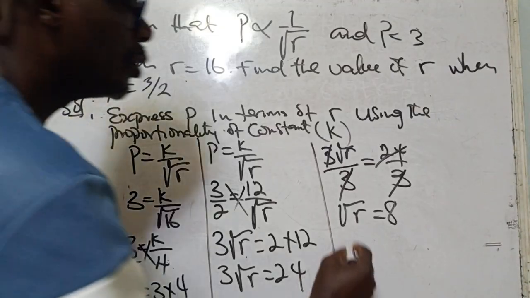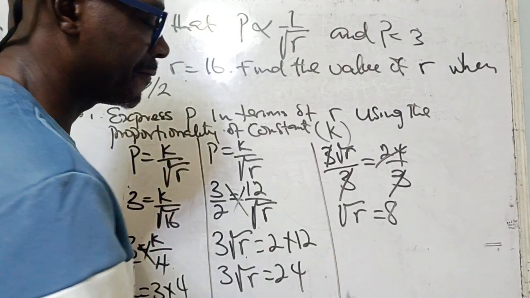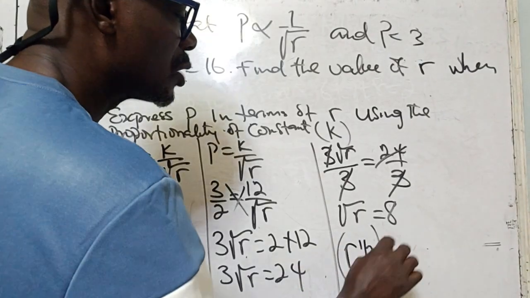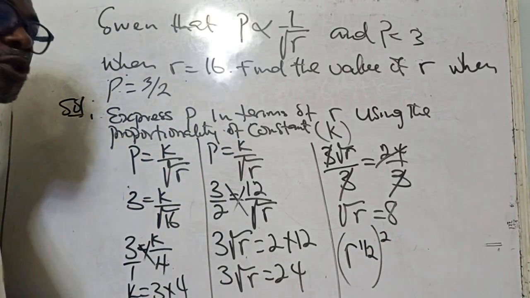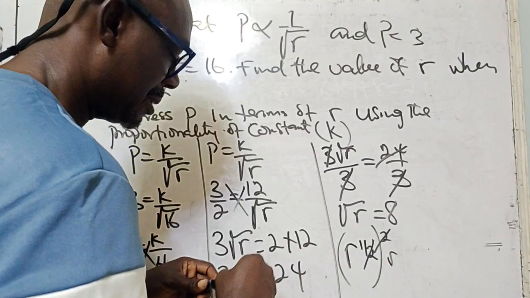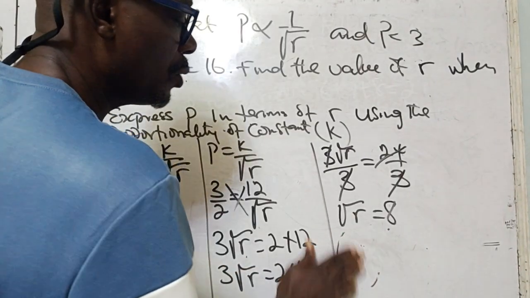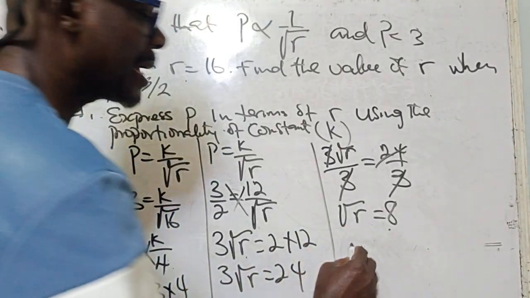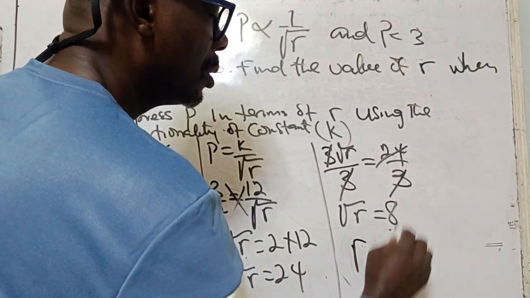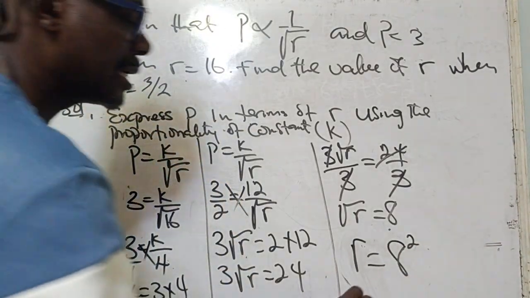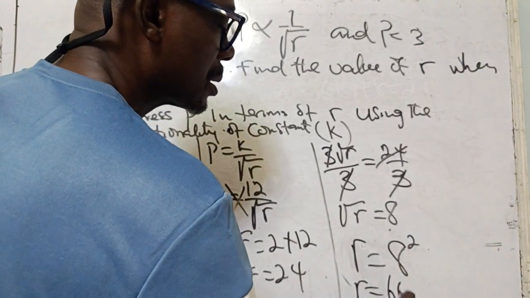Now, look at it. You know that this square root is the power of half, which is r raised to power 1 over 2. And we are asked to take the square, which is raised to power 2. So these 2 will cancel. You are left with r. Now, when you take the square of the square root of r, we now have r equal to the square of 16, which will be 16 raised to power 2. So therefore, r is equal to 256.